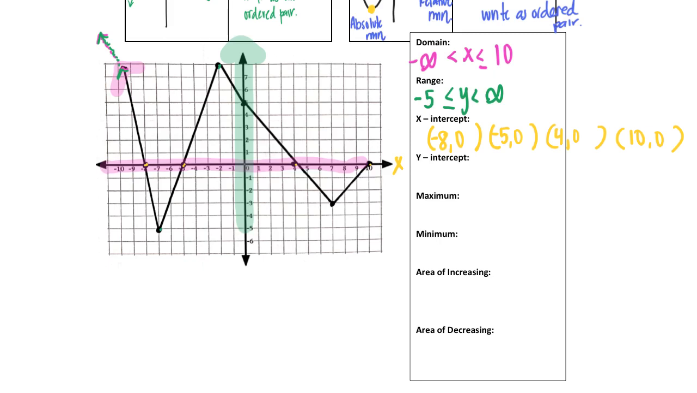Let's continue on with y-intercept. The y-intercepts are where the graph crosses the y-axis. The y-axis is the axis that goes up and down, so you'll notice that it only crosses once. Write that as an ordered pair.